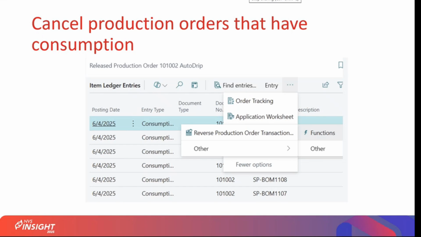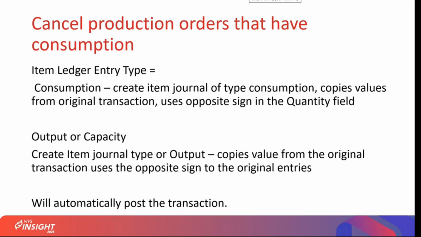And so I think this functionality is going to make it a little cleaner and easier for them to figure out what they need to do to make those reversing transactions so that it balances things back out. This happens from the released production order, where you can open the item ledger entries and the capacity ledger entries, and then you can use the reverse production transaction. And then that's going to create the journal and automatically post it in the background.